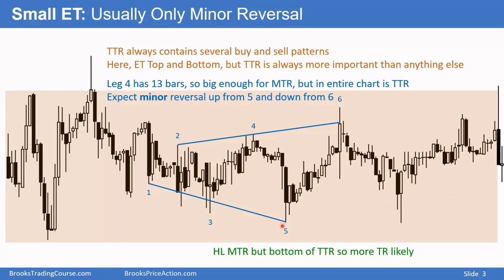Higher low major trend reversal. A very strong reversal up. We have an attempt at a higher low here, again here, again here, again here, again here. Many attempts, but most reversal patterns fail within tight trading ranges.